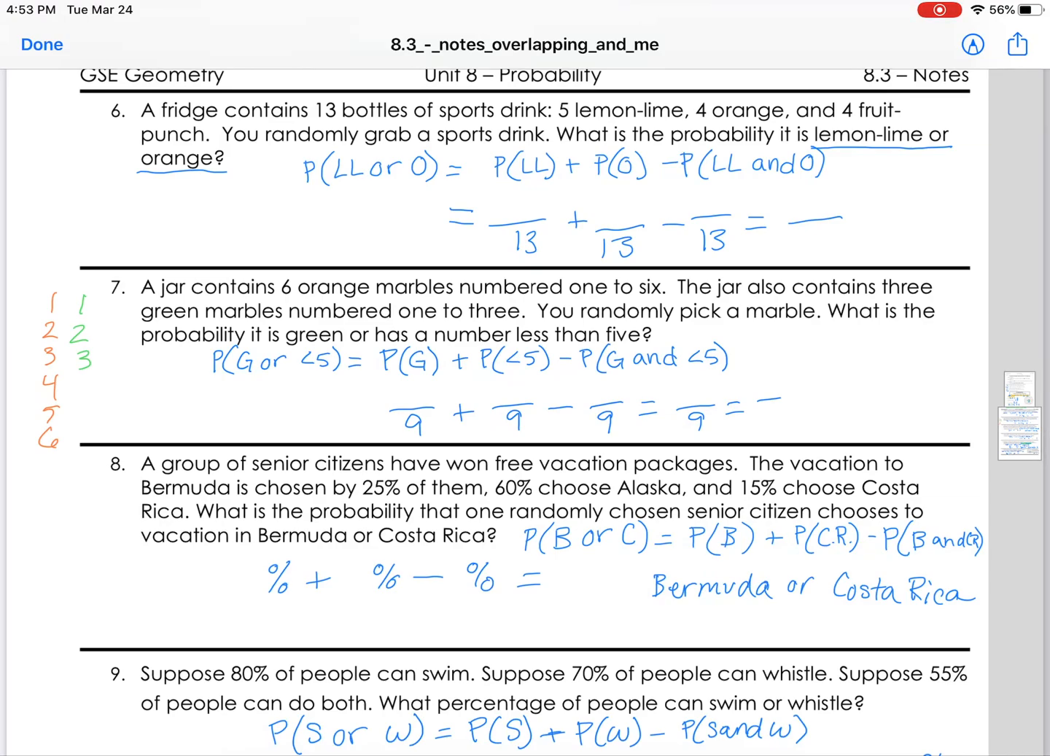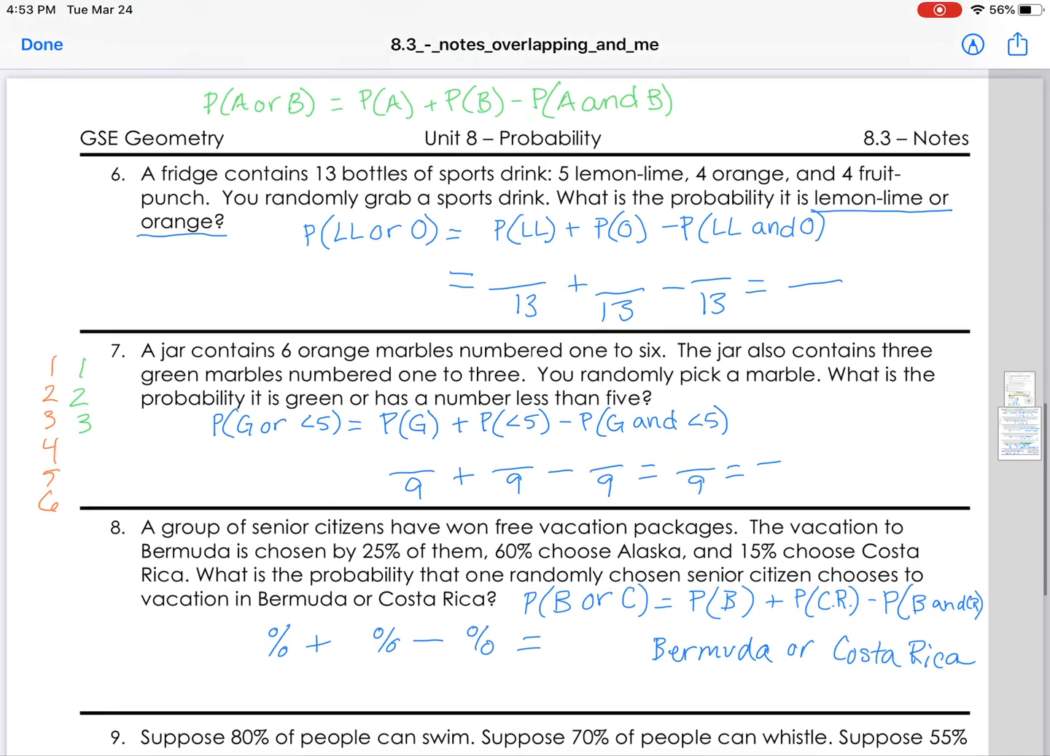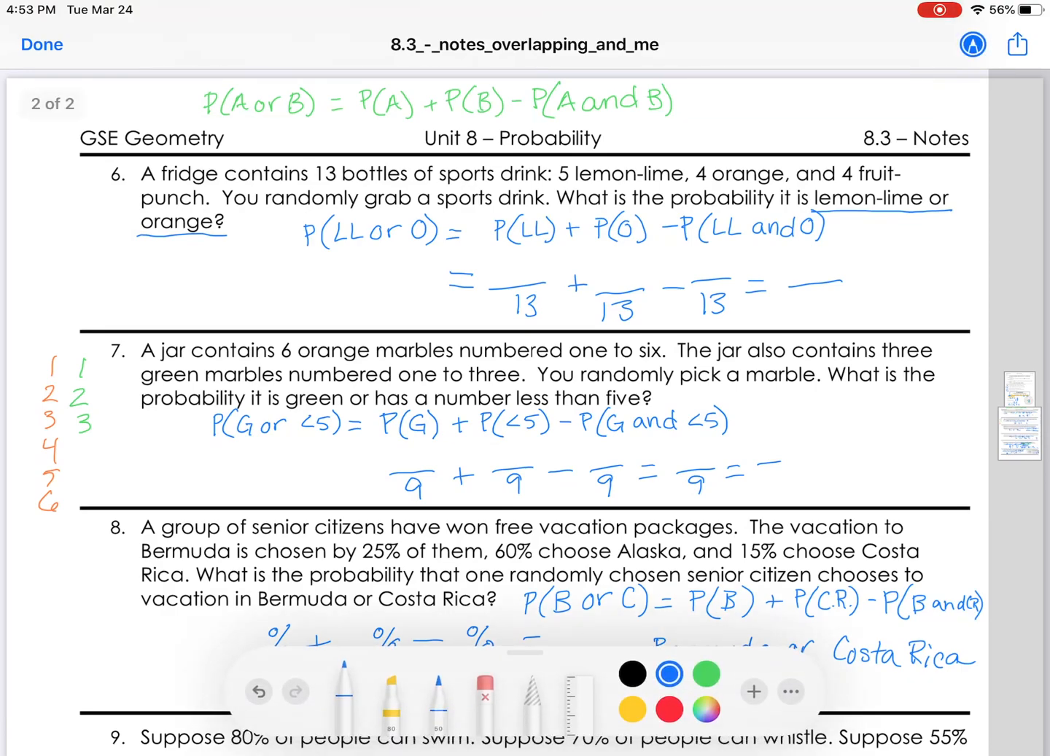I've kind of already set up and wrote my formula so that I don't have to keep going back to the other page. I wrote it at the top, and then for each problem, I've changed out A and B for the different things that we're working with. Okay, so in number 6, you have a fridge that contains 13 bottles of a sports drink, 5 are lemon lime, 4 orange juice, and 4 fruit punch. You randomly grab a sports drink. What is the probability it's lemon lime or orange?